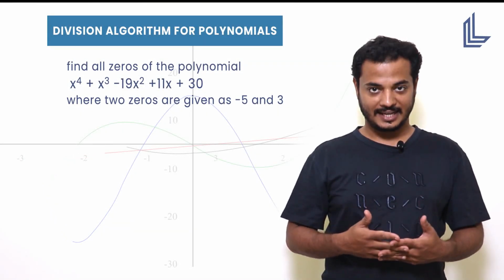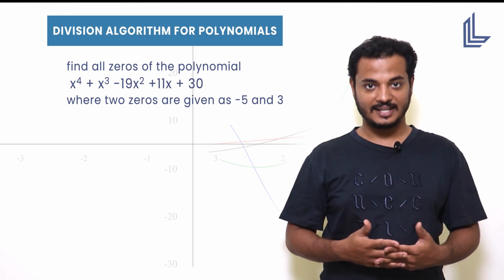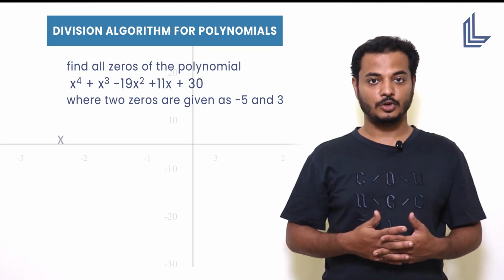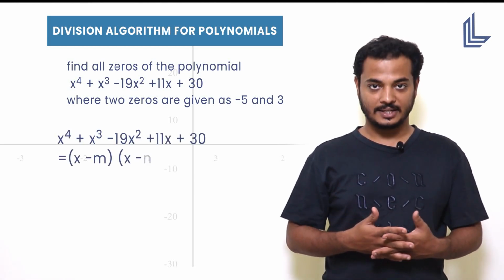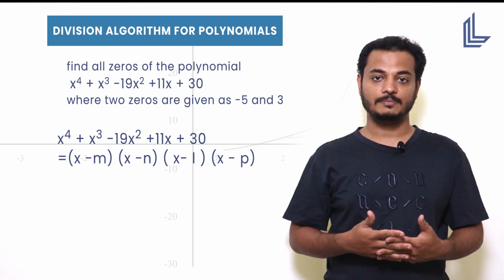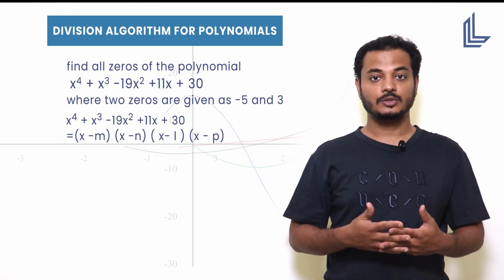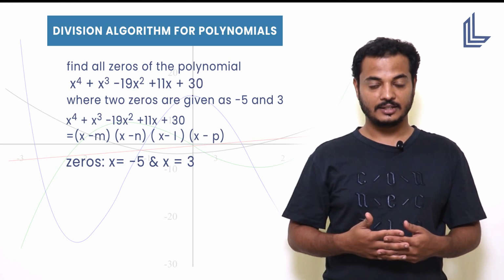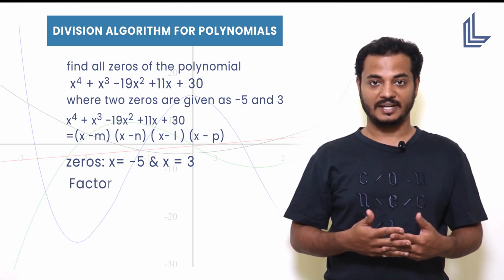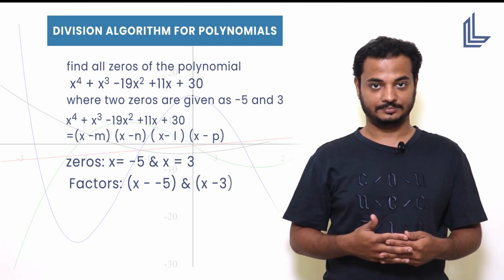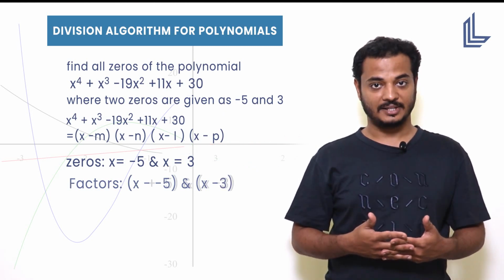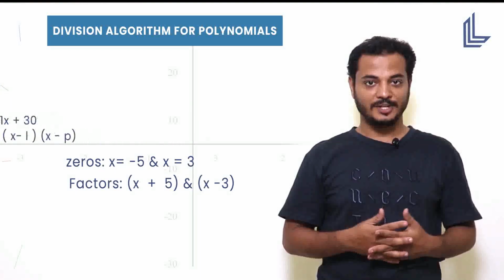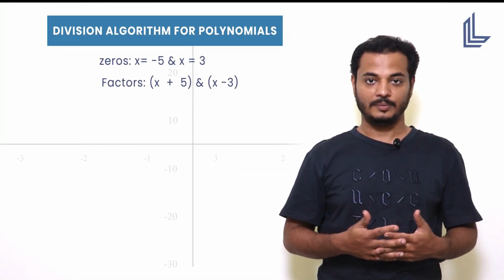This means x minus m, x minus n, x minus l and x minus p are 4 factors of this polynomial. So we can express the polynomial as x minus m into x minus n into x minus l into x minus p. Now we are given two zeros, minus 5 and 3, which means two of the factors are x minus minus 5 and x minus 3. X minus minus 5 can be written as x plus 5. So the two factors are x plus 5 and x minus 3. Using this information, we can express our fourth degree polynomial as shown.